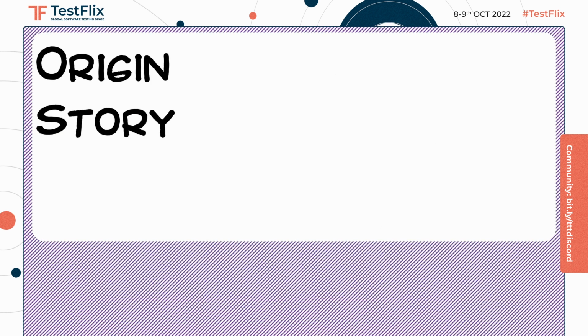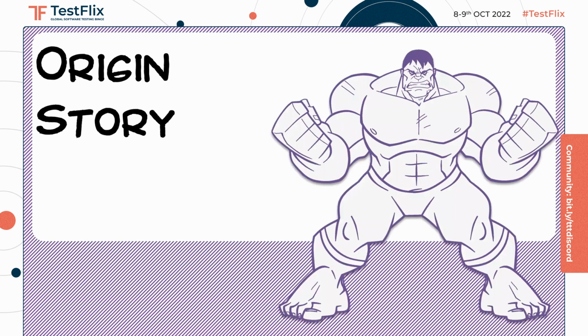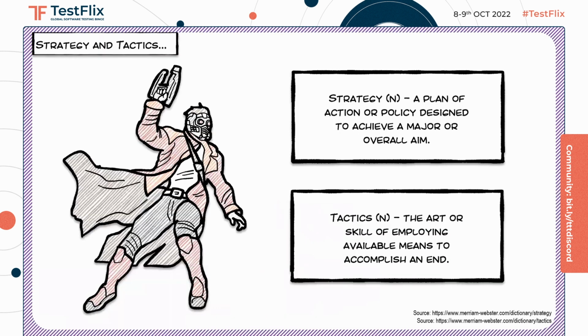Let's dive in. To talk about the strategy and tactics necessary for test automation, we have to first begin with an origin story to set the level. When I talk about strategy and tactics, what I mean is that a strategy is a plan of action or a policy designed to achieve a major or overall aim, whereas tactics is the art or skill of employing available means to accomplish an end. So, for instance, Star-Lord here had a great strategy for defeating Thanos, but his own emotional tactics ended up costing his team.